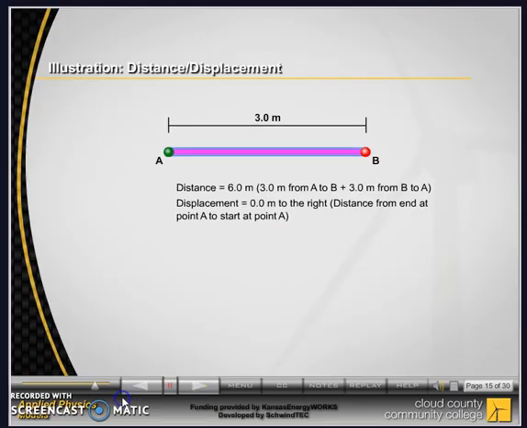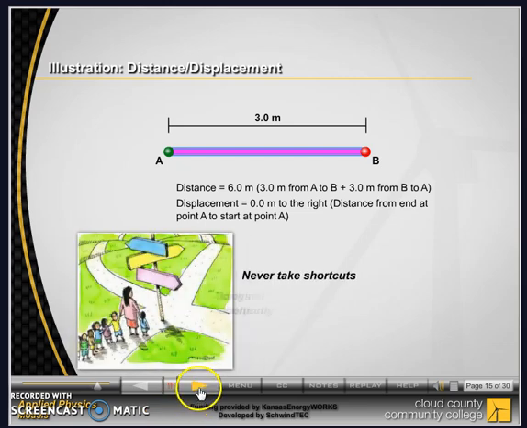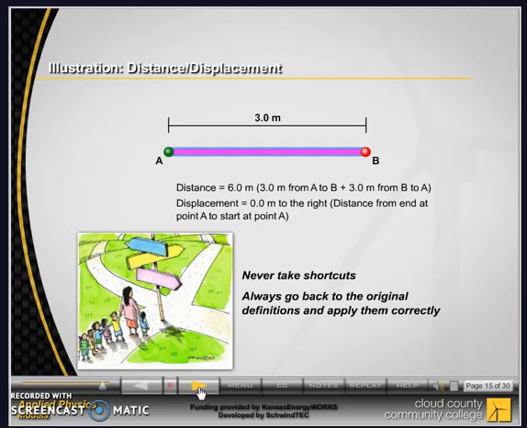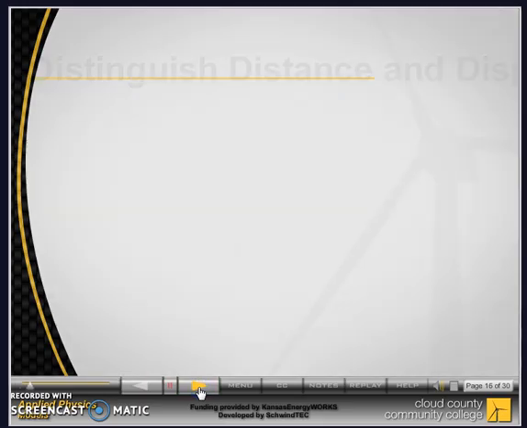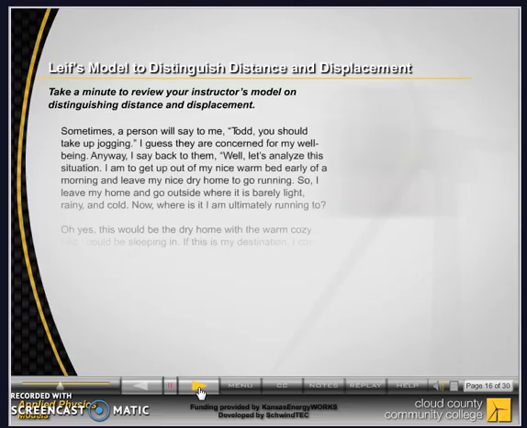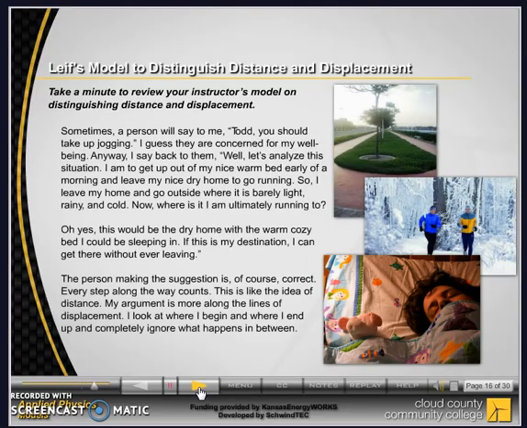The moral of this story is to never take shortcuts. Always go back to the original definitions of the terms and apply them correctly. Only then can you be sure to avoid the traps and pitfalls that can slow your progress in this course. Take a minute to review your instructor's model on distinguishing distance and displacement.